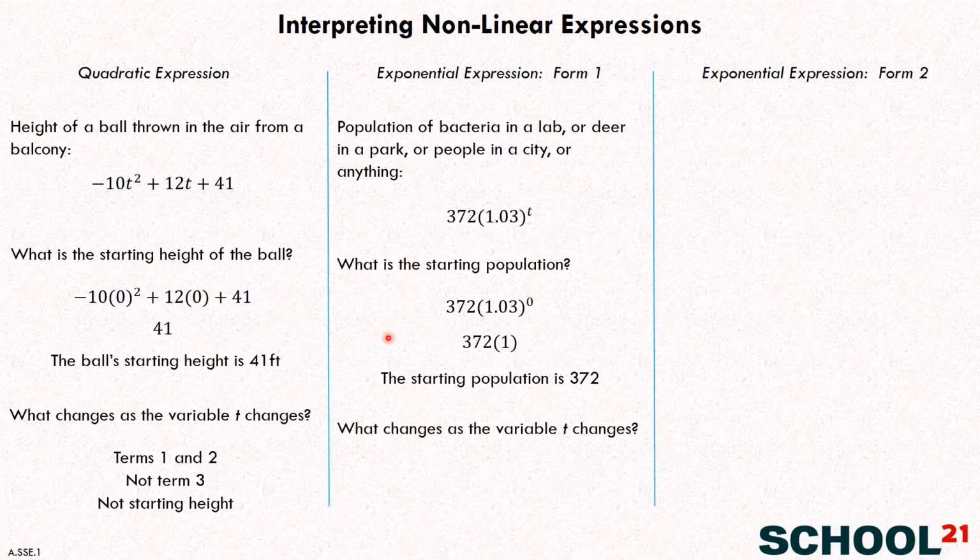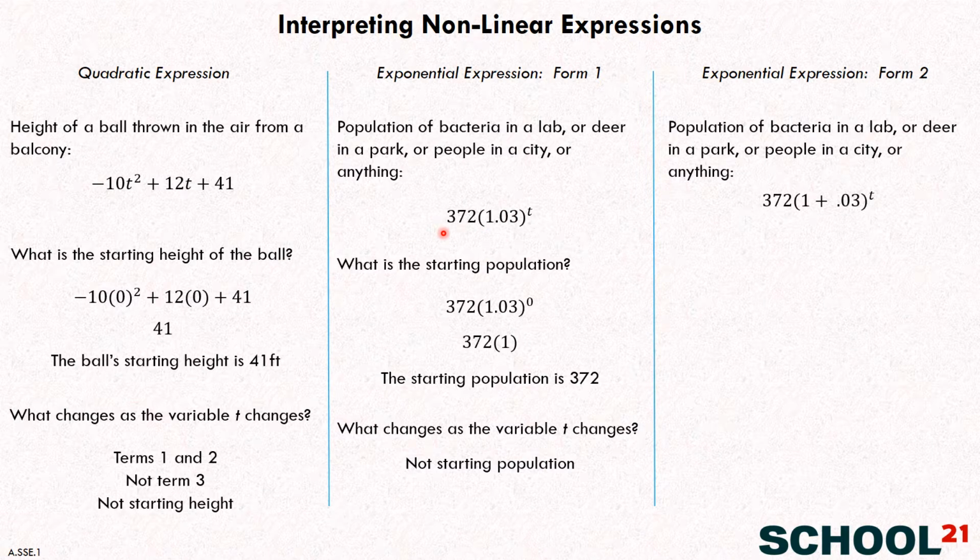Okay, so let's ask ourselves the same question we did over here. What changes as the variable t changes? And the answer to that is not the starting population, right? As t changes, this part will change, but the starting population out here doesn't change as t changes, right?